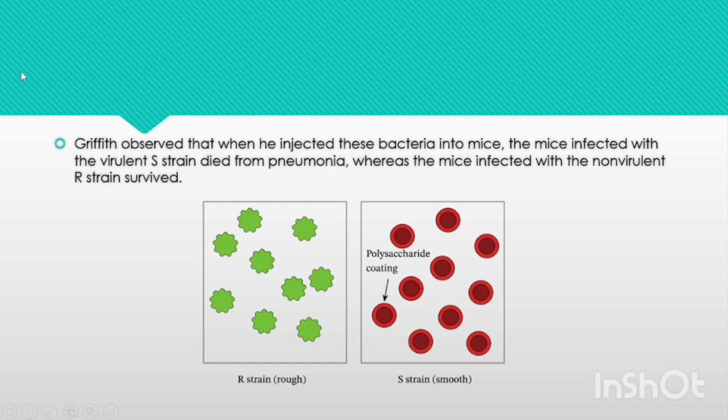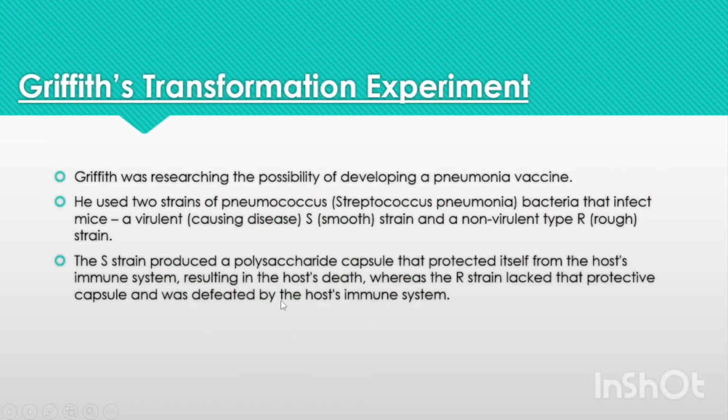Here we can see in this figure the S strain bacteria with the light red coating. It's a polysaccharide coating on the S strain, which acts as a protective layer. This is the R strain, which has no outermost layer, protective layer, or capsule. So these are the two strains he selected.